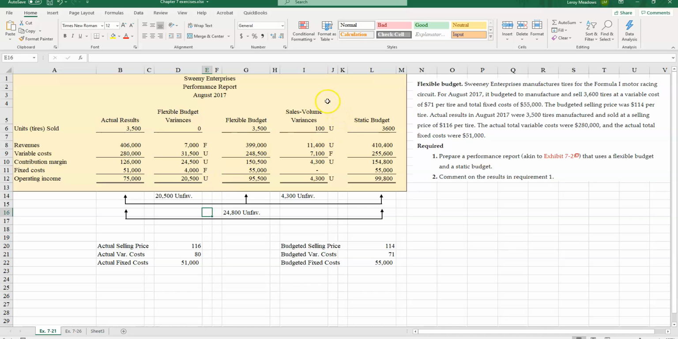So while this sales volume variance is based only on the change in the level of activity between what we budgeted and what actually occurred, the flexible budget variance is due to actual sales price per unit, variable cost per unit, and the difference in fixed costs in total. So that is exercise 7-21.